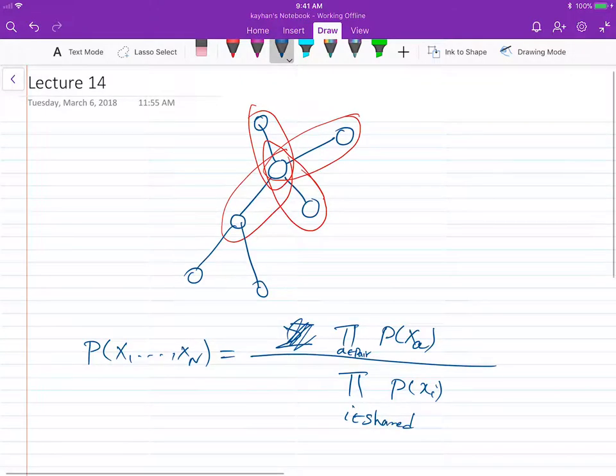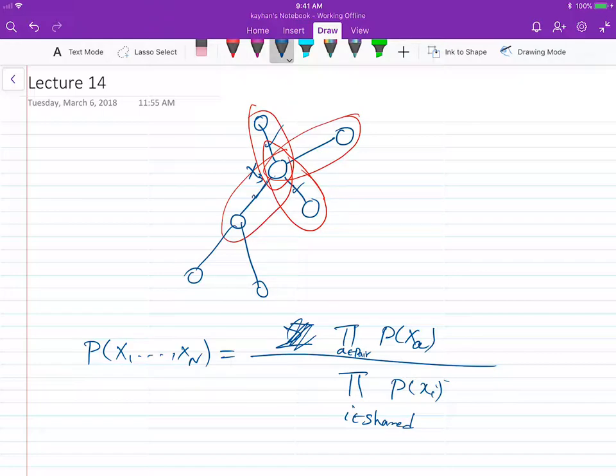How does the form of the function look? If I have a node that is shared between multiple nodes, it's going to get a degree of that, right? So these terms, for example, let's call this x3. x3 is going to show up in the denominator once, twice, and three times, not four times. Basically, it's going to be degree minus one.